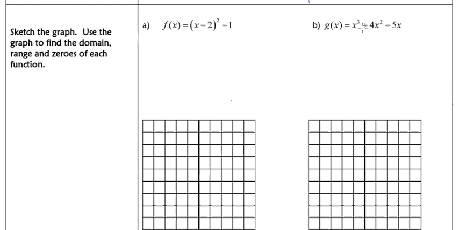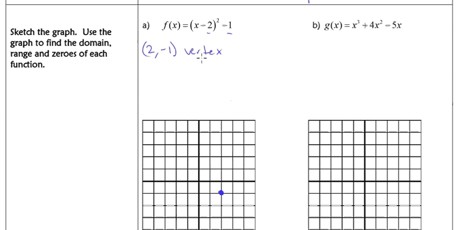All right, so last part here on page 2 says, sketch the graph. Use the graph to find the domain and range and the zeros of each function. So this first one is going to be a parabola, and it's given to us in vertex form. And so looking here, I can see that the vertex is at (2, -1). There's my vertex. And we'll go ahead and graph that part. So (2, -1). There we go.